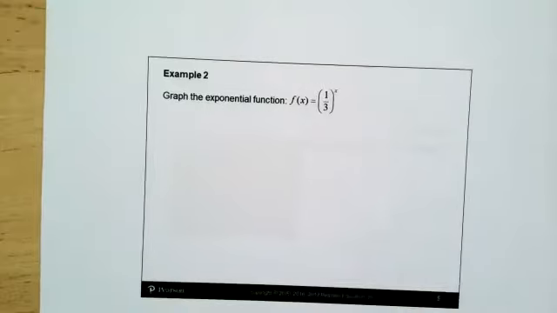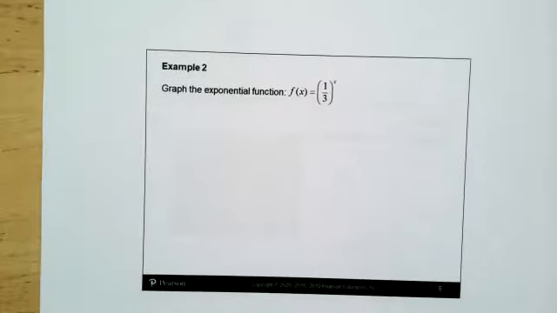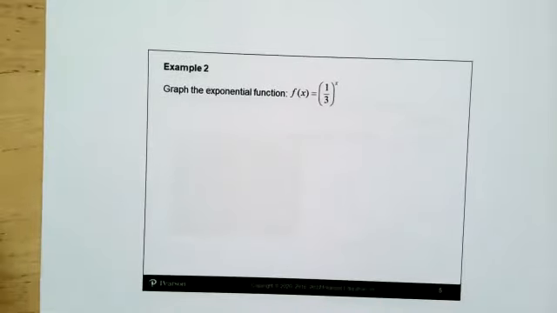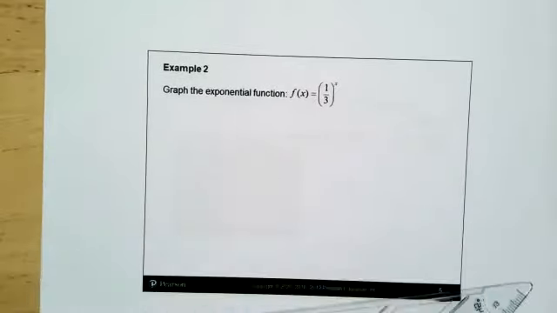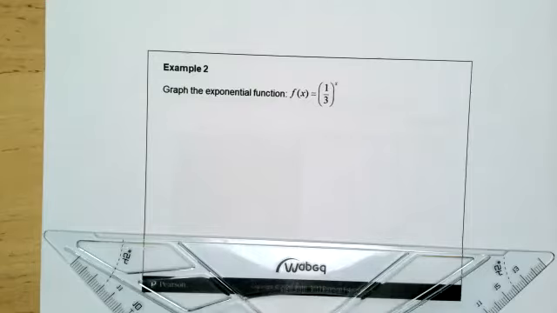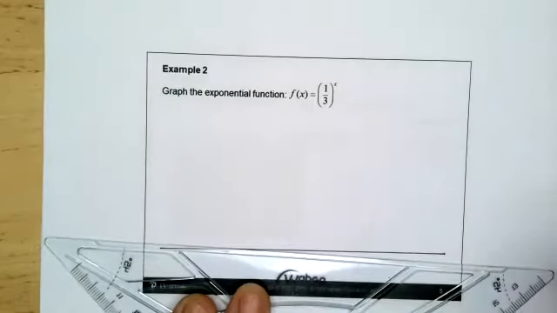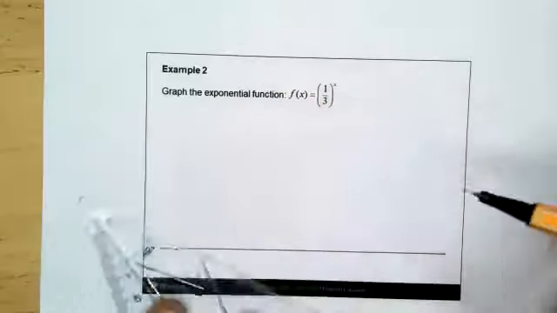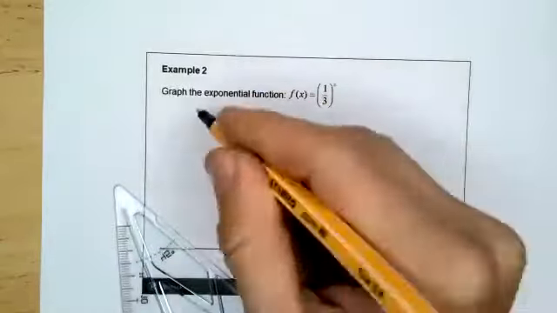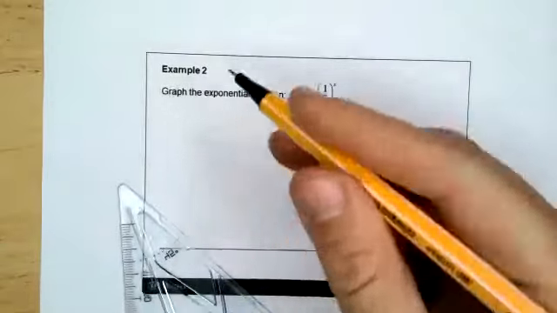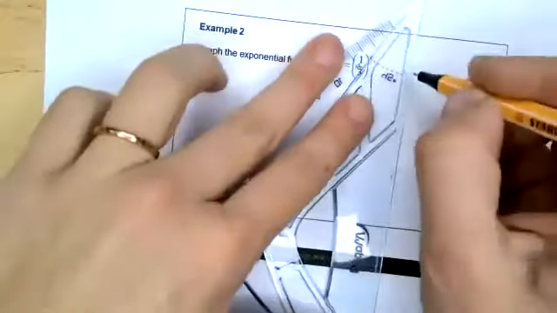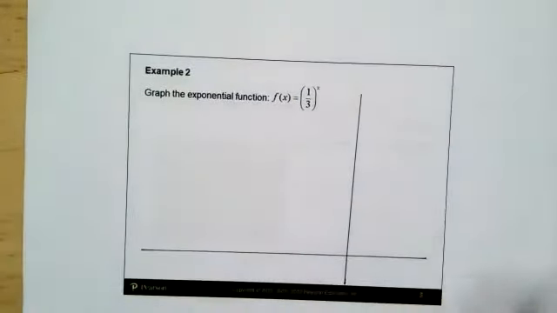So instead of 3 to the power of x, let's graph (1/3) to the power of x, shall we? My base is now between 0 and 1. So that means the fastest growth, the biggest change, is going to be coming on this side. And it's never going to go below the x-axis.